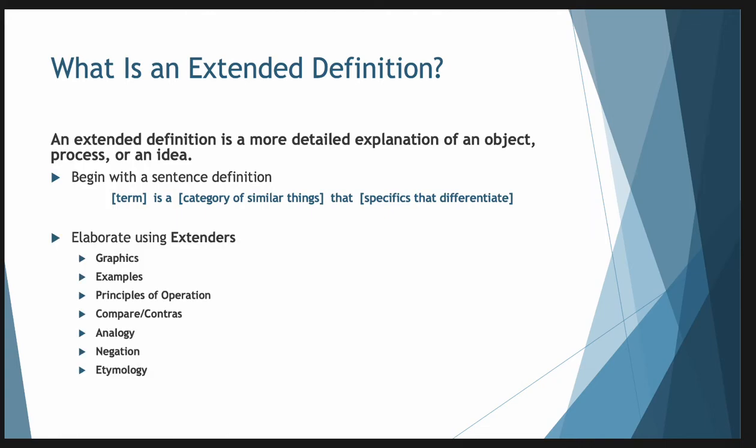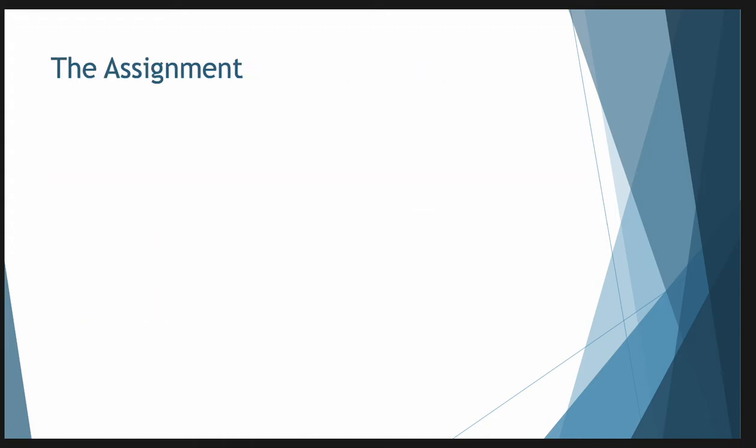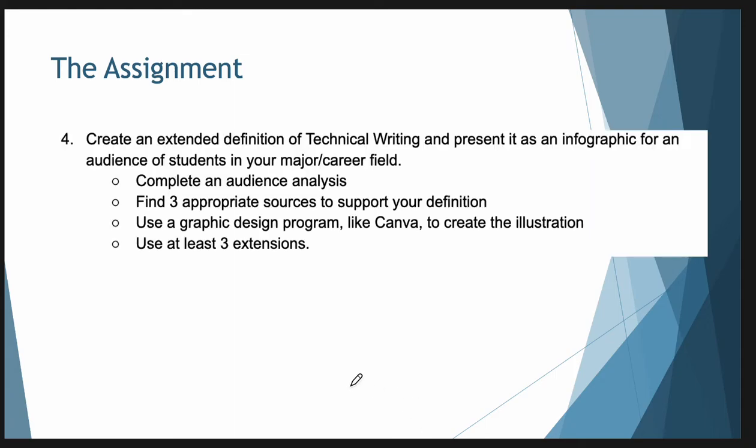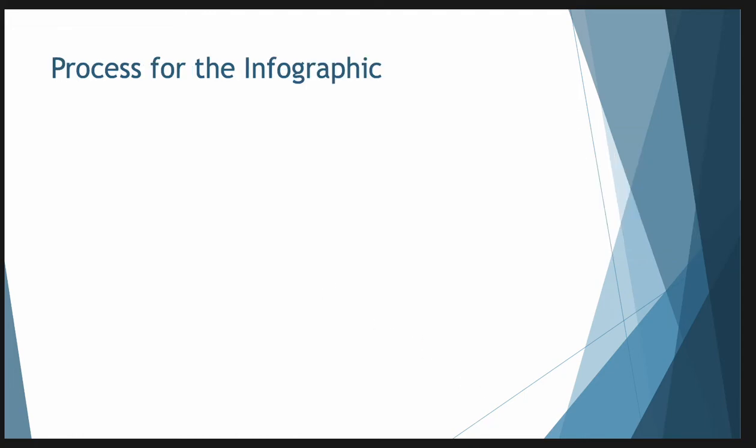Then you're going to elaborate that sentence definition using extenders. And there are 8 different extenders listed in our textbook with descriptions. Again, if you don't remember offhand what these things are, please pause this video, go back and read the textbook. But graphic examples, principles of operation, compare and contrast, analogy, negation, and etymology are all examples of ways you can extend a definition. You are going to choose 3. So again, you need to make sure you have 3 appropriate sources because you're going to cite those, and at least 3 extensions. You want to choose the extensions and definitions that are the most appropriate.